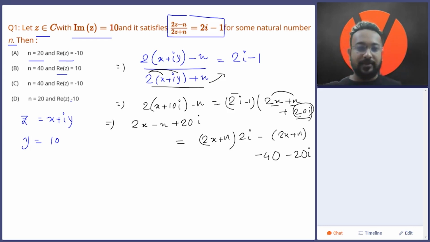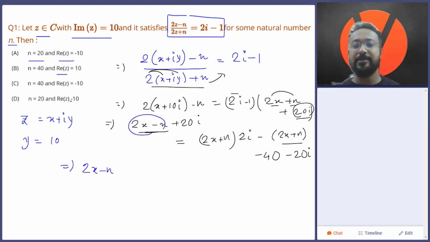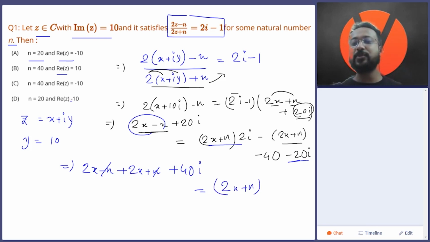Now here we can see 2x minus n, and here 2x plus n with a minus. These are all real values, so let's bring them together on the left hand side: 2x minus n plus 2x plus n. So n will get cancelled. What is left here is the iota part. This minus 20i I'm bringing to the right hand side becomes plus 40i, equal to (2x plus n) times 2i minus 40.